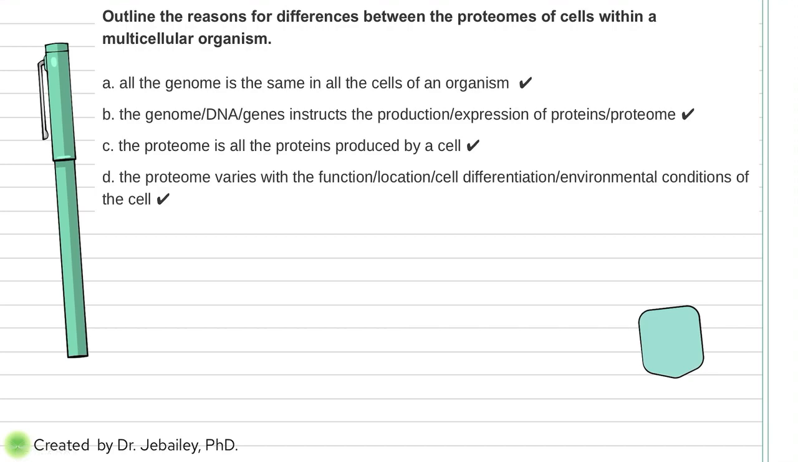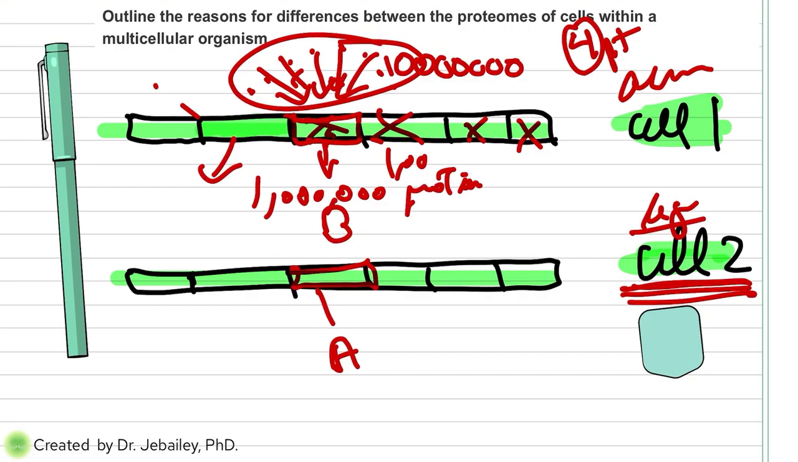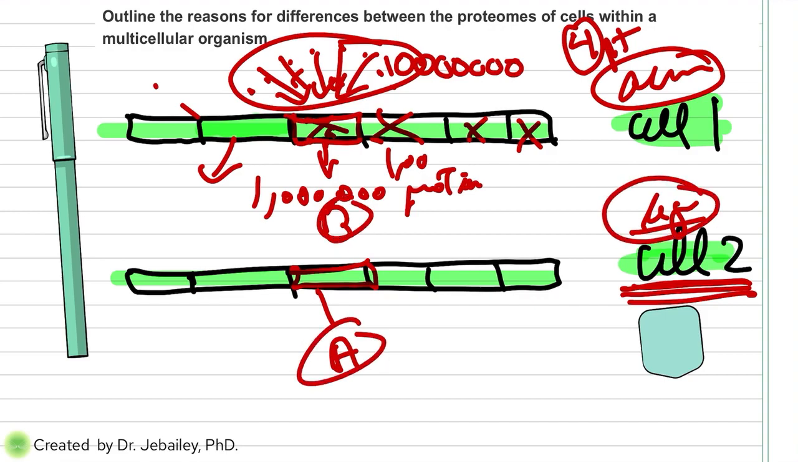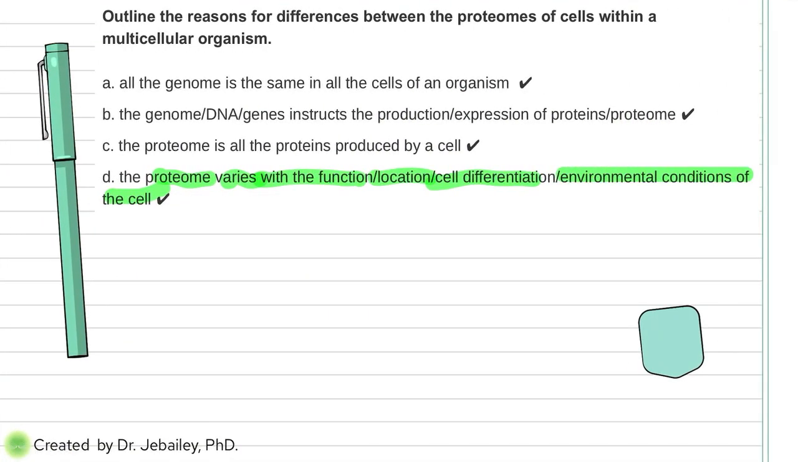Right here, the proteome varies with the function, location, cell differentiation, or the environmental conditions. That's what I was talking about in the drawing, depending on where the genes are located. Is it located in the arm? Then you have this. If it's located in the legs, then the gene will produce another type of protein. So what I was just showing you is that the proteome, that means the protein, will vary depending on where it is located. Where is the gene located? Is the gene located in your head? Is it located in your belly? That means it will give you a different type of function, right?